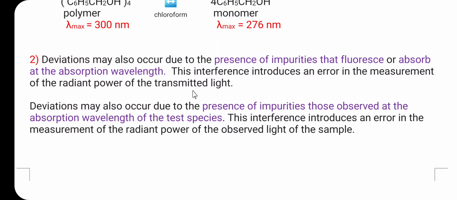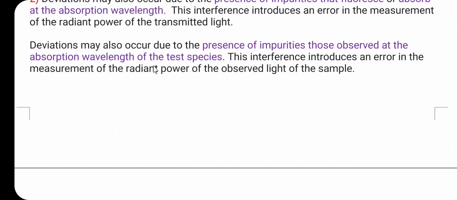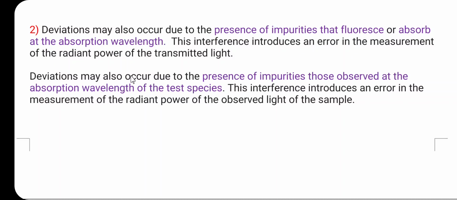Deviation may also occur due to the presence of impurities that absorb at the absorption wavelength of the test species. Already we have discussed this. This interference introduces an error in the measurement of the radiant power of the observed light of the sample. So this is the second reason for the deviation from Beer's law. If an impurity is present, it definitely affects the measurement.